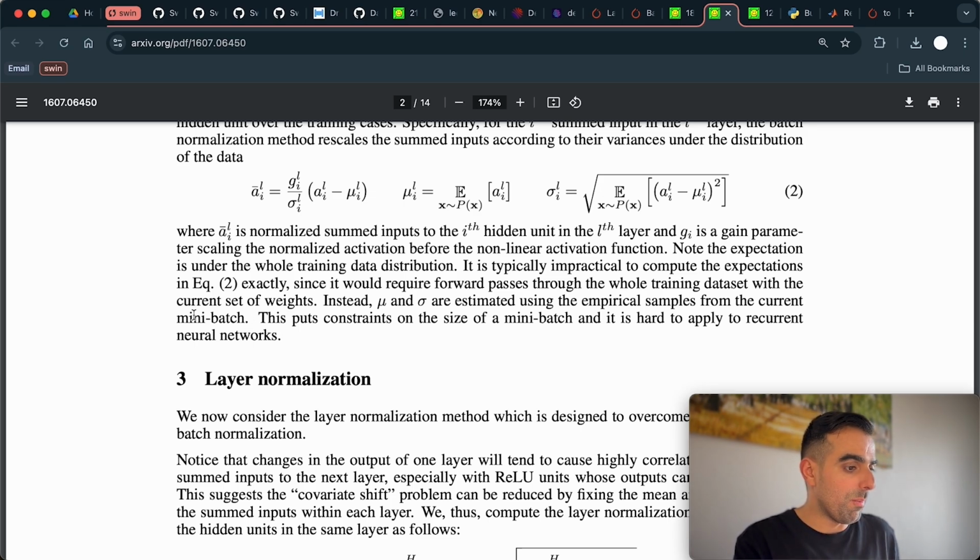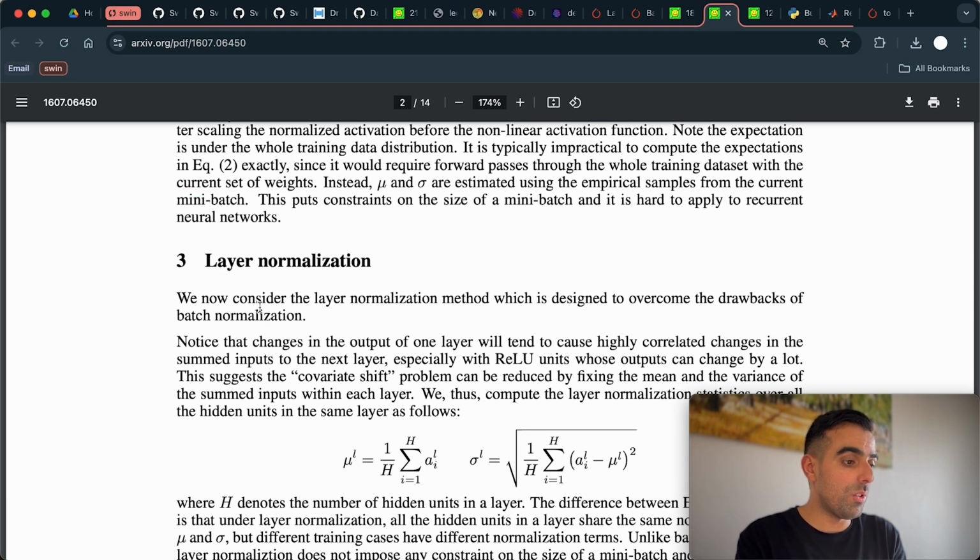So this is the problem: these formulas here are dependent on a single hyperparameter, which is the mini-batch size. Based on how you set your mini-batch size, these two parameters will change. This is in batch normalization. That's why layer normalization was proposed, just to remove the influence of the mini-batch size.